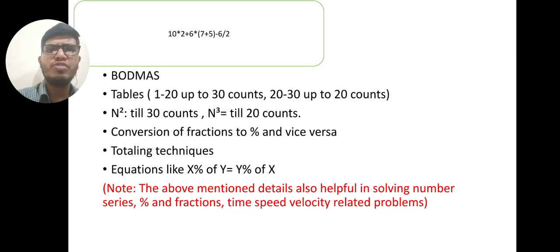Tables you should know: 1 to 20 up to 30 counts, 20 to 30 up to 20 counts. N square means squares of the numbers; till 30 counts you should know, and n cube till 20 counts you should know. Conversion of fractions to percentages and vice versa we also have to know. For example, 1 by 4 is nothing but 25%, 20% is equal to 1 by 5. What is 12.5%? It is 1 by 8. Likewise, we have to know conversion of fractions to proportions and proportions to fractions.